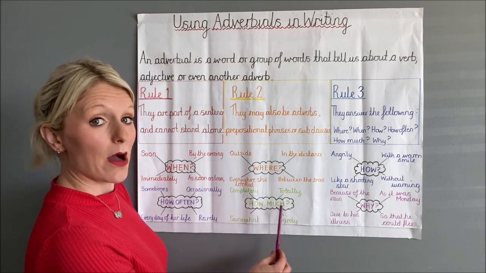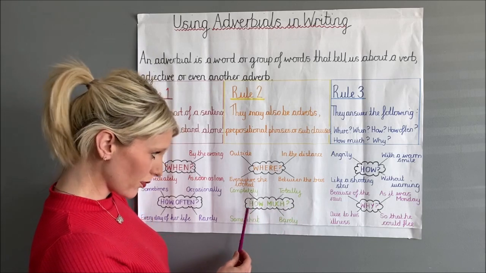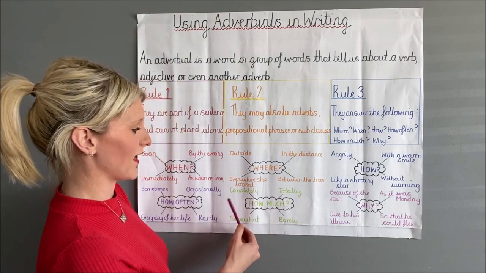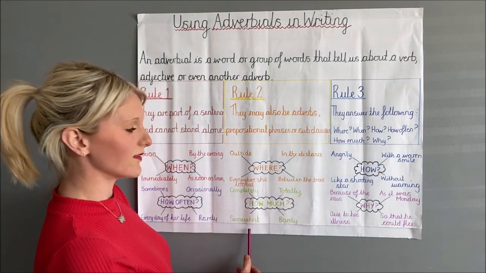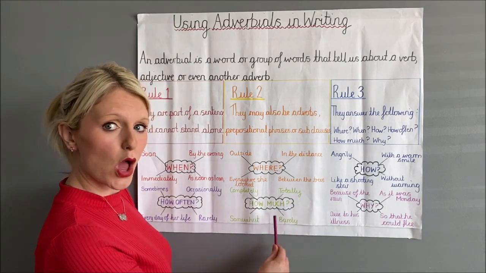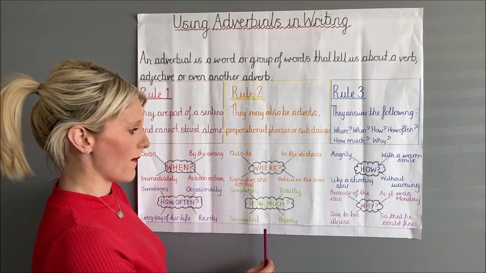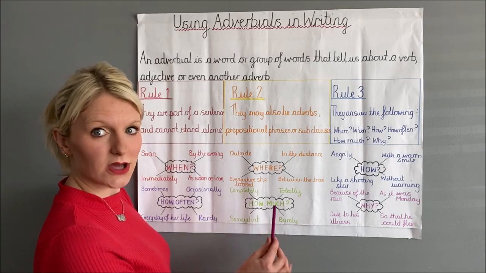For how much something happens, or how much something is something, I might say completely, totally, somewhat, barely. These are the ones that are quite often used with adjectives. So I might say it was completely dark.